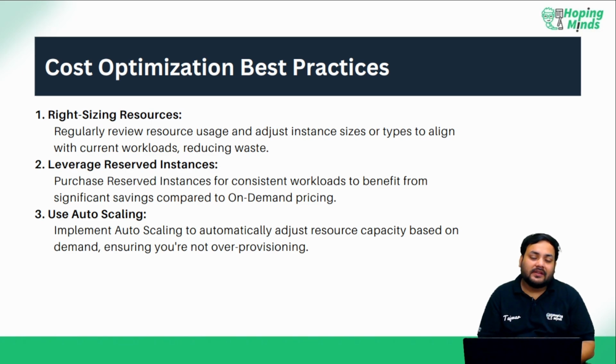So the first one we have is right sizing resources. In each and every service which we are using, we have the capacity of using that service. So always go for right sizing, which means always try to adjust your instances, their size, their type. You can align whatever you have as per your current workload or your requirement, so that you can reduce the waste. Choosing the right size or right capacity is important in order to optimize your cost.